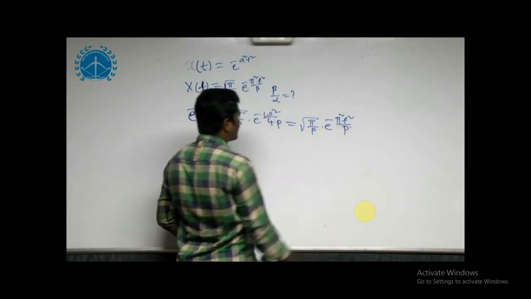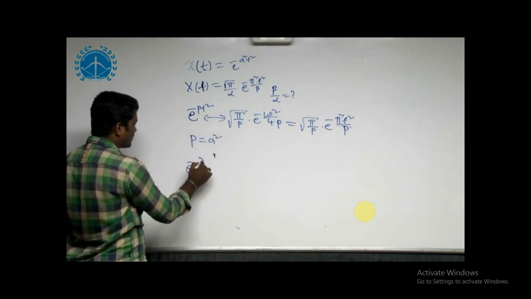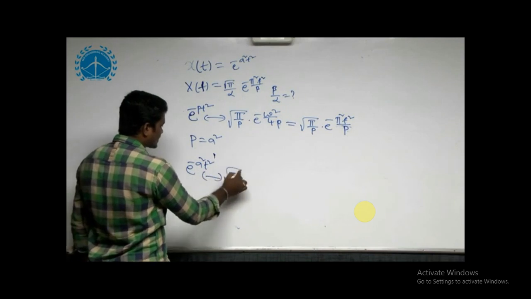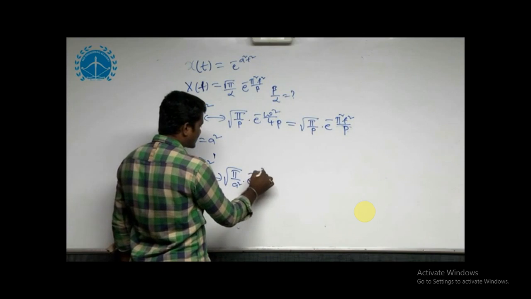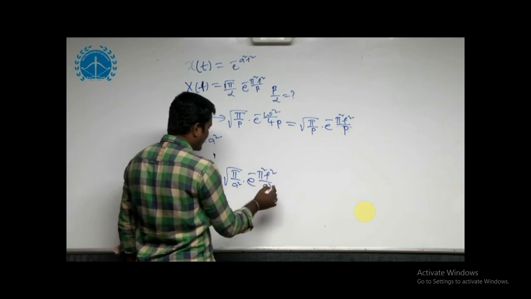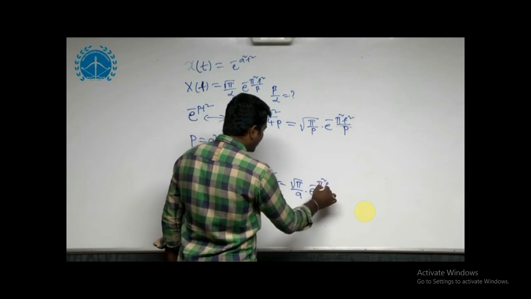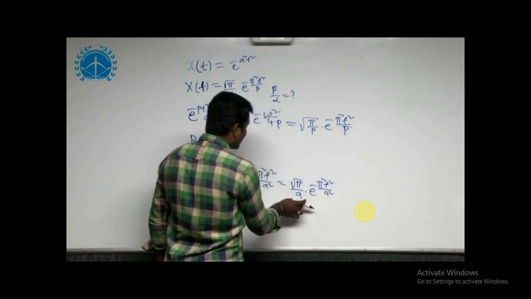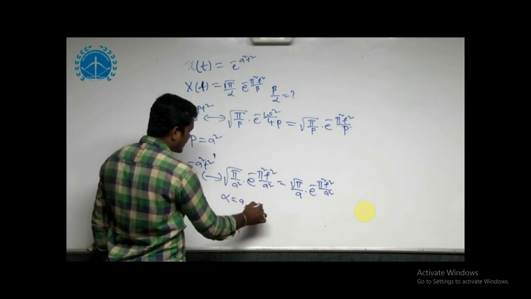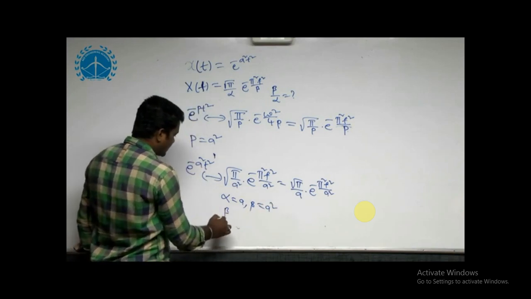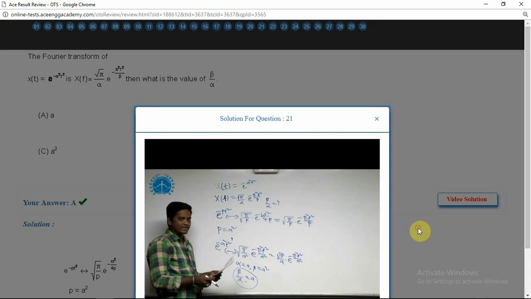Okay, now let us substitute p equals a². Then the Fourier transform of e^(-a²t²) is square root of pi by a² into e^(-π²f²/a²). So this equals square root of pi by a into e^(-π²f²/a²). But once you compare with the original one, alpha is equal to a and beta is equal to a². Then beta by alpha is equal to a. So the right answer is a.